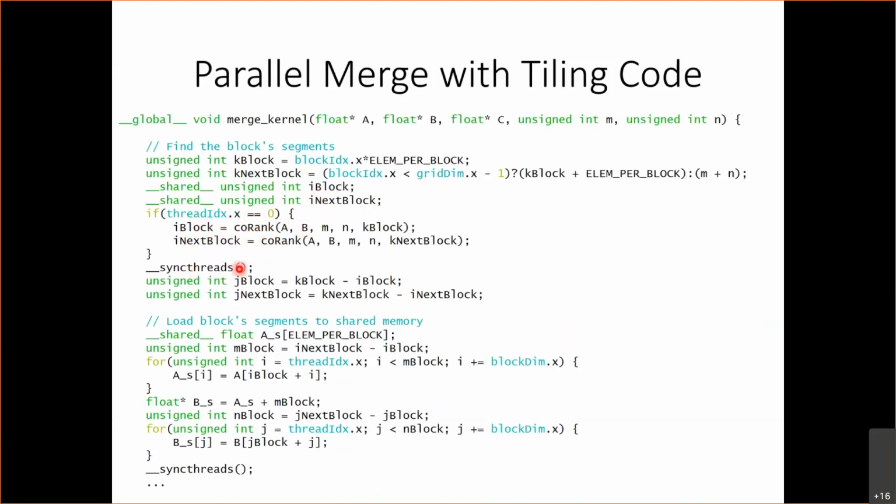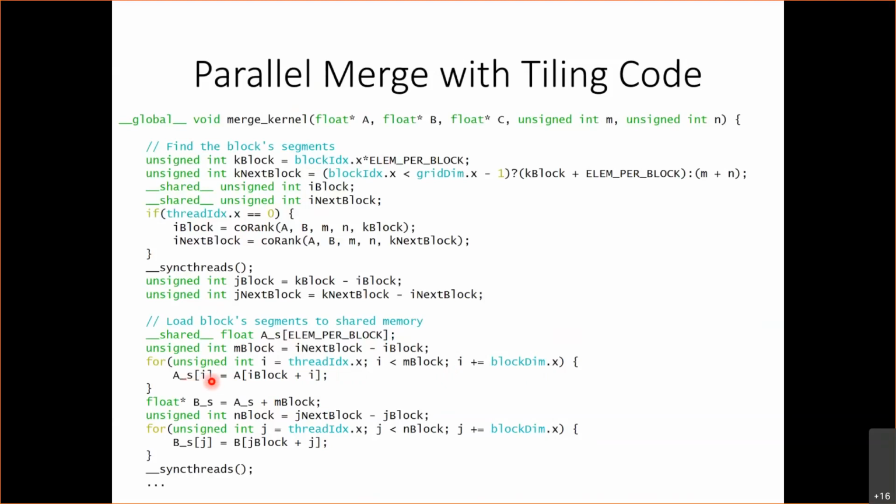Okay, and then after we sync threads, each thread is going to also find J block and J next block by simply subtracting I from K. Now all the threads have J block. All the threads know where the block segment starts. So now the threads can collaborate with each other to load the A segment. Here, every thread, I equals threadIdx.x, and we skip by block dimension every time. So the threads collaborate to load the A segment into shared memory.